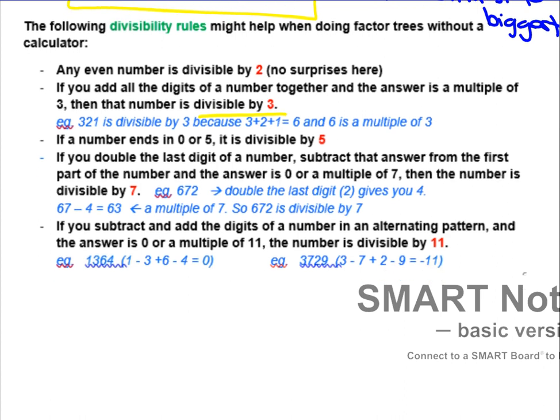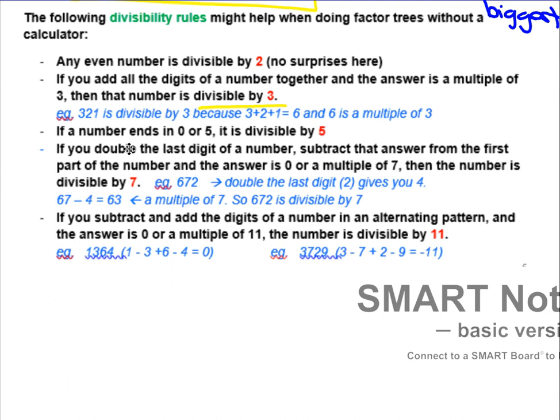So this is an interesting one. This is how you can tell if something's divisible by 7. If you double the last digit of the number, and then subtract that answer from the first part of the number, so double this and subtract it from 67. If the answer is 0 or a multiple of 7, then that whole number is a multiple of 7. So, for example, 672: you double the last digit, which gives you 4, and then you take the first part of the number and subtract the doubled last digit, so 67 minus 4 equals 63. If this answer is 0 or a multiple of 7, then the number itself is divisible by 7.